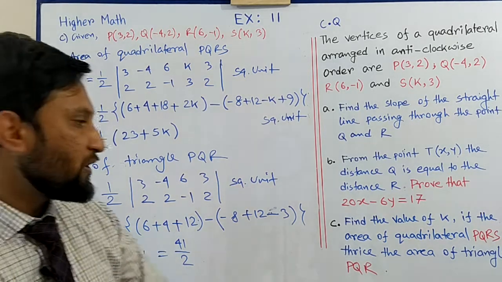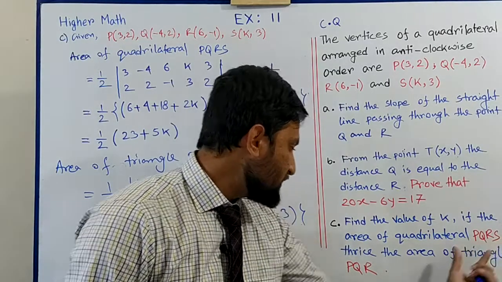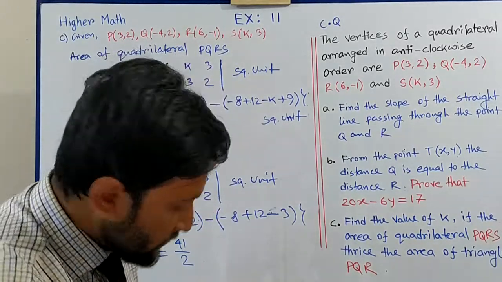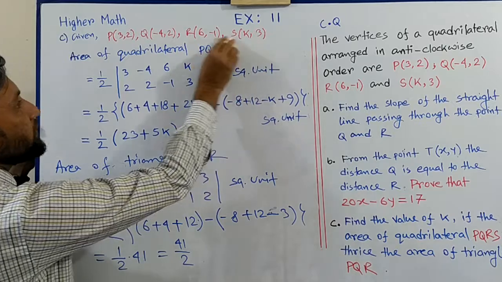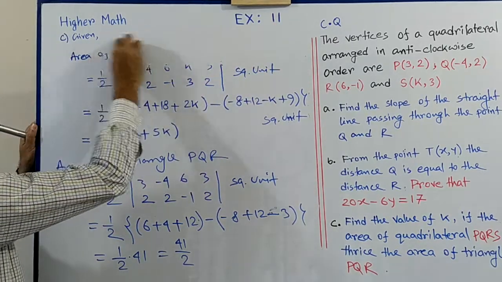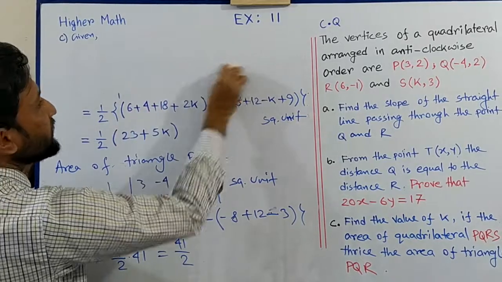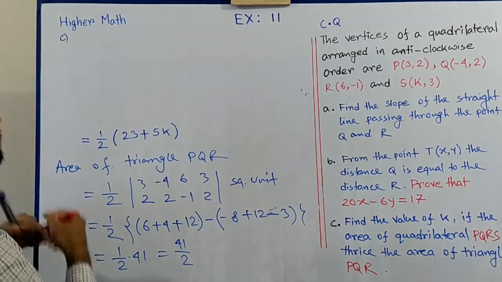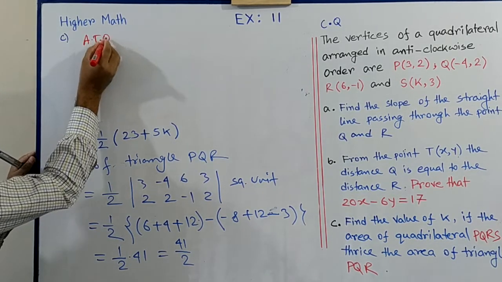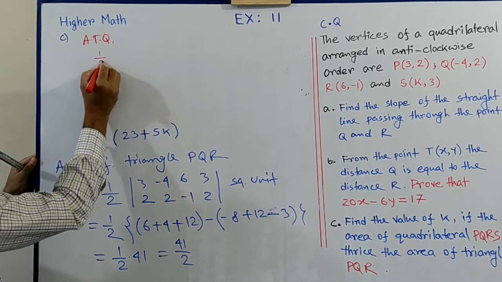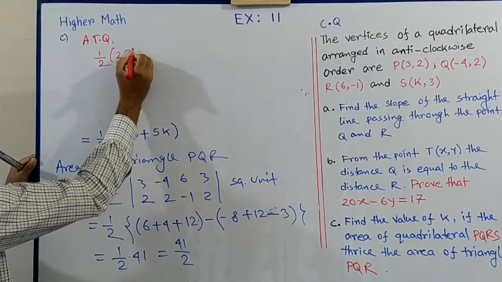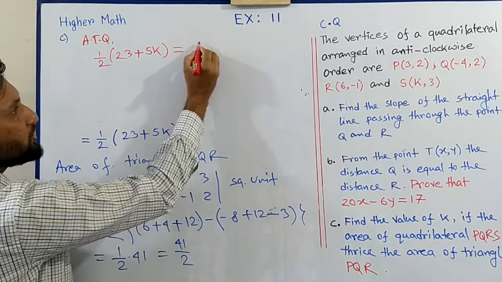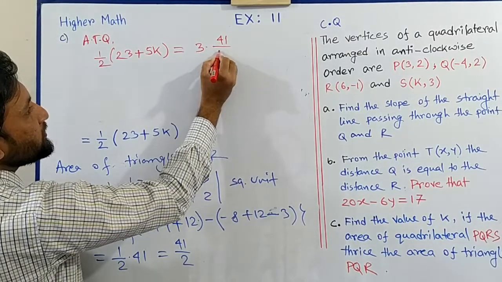Now according to the question we can write that the area of quadrilateral PQRS is thrice the area of triangle PQR. So you can write the area of the quadrilateral, that means half of 23 plus 5k, is thrice the area of triangle PQR. So 3 into the area of the triangle, 41 divided by 2.